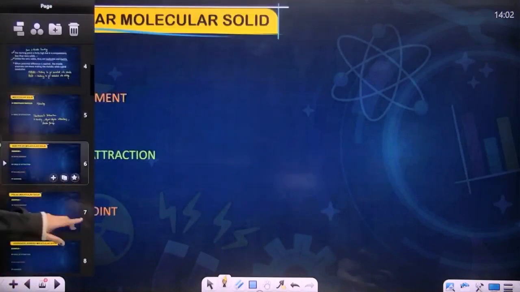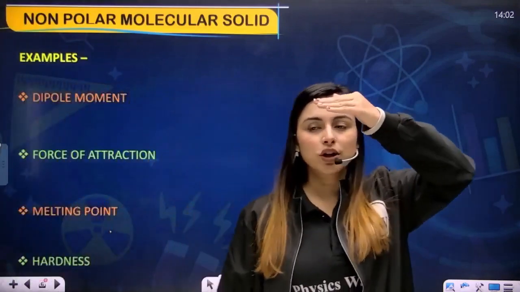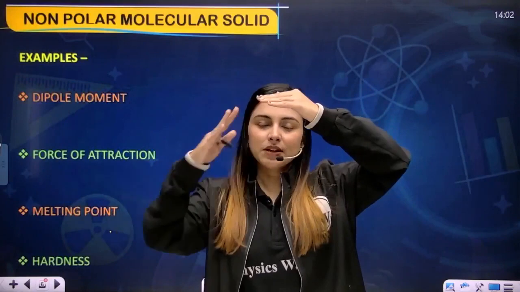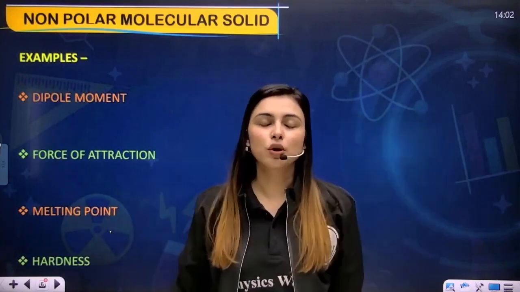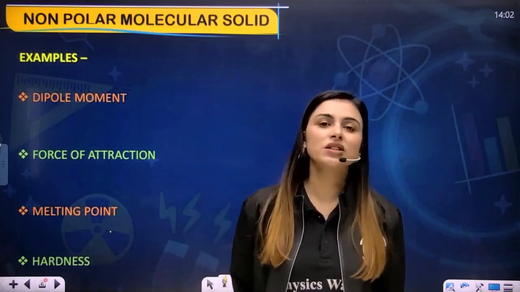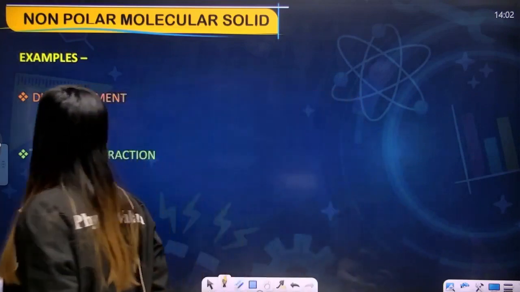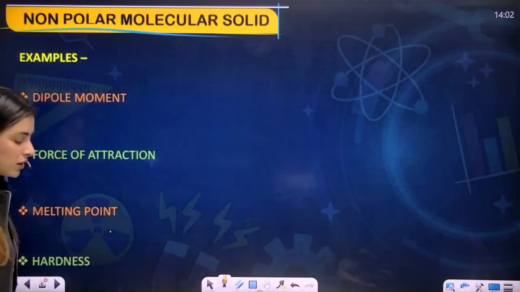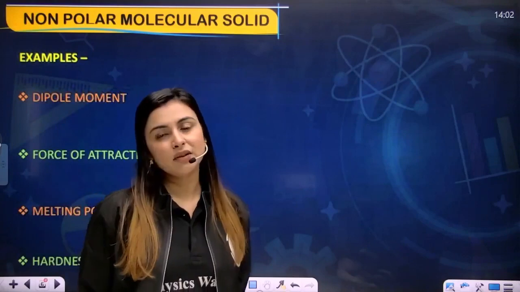Now, my dear students, let's talk about each of the three. I told you molecular solids could exist in three major types: non-polar molecular solids, polar molecular solids, and hydrogen bonding molecular solids. Now we'll discuss each one in detail. The first is non-polar molecular solids. To understand this, we need examples, so let's take a few.